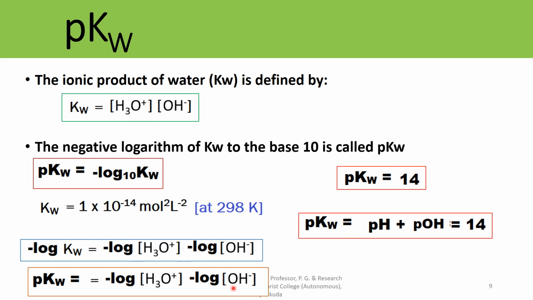From the equation, pKw is equal to 14. So, pH plus pOH is equal to 14. From this, we can calculate the value of pOH as 14 minus pH, and so on.